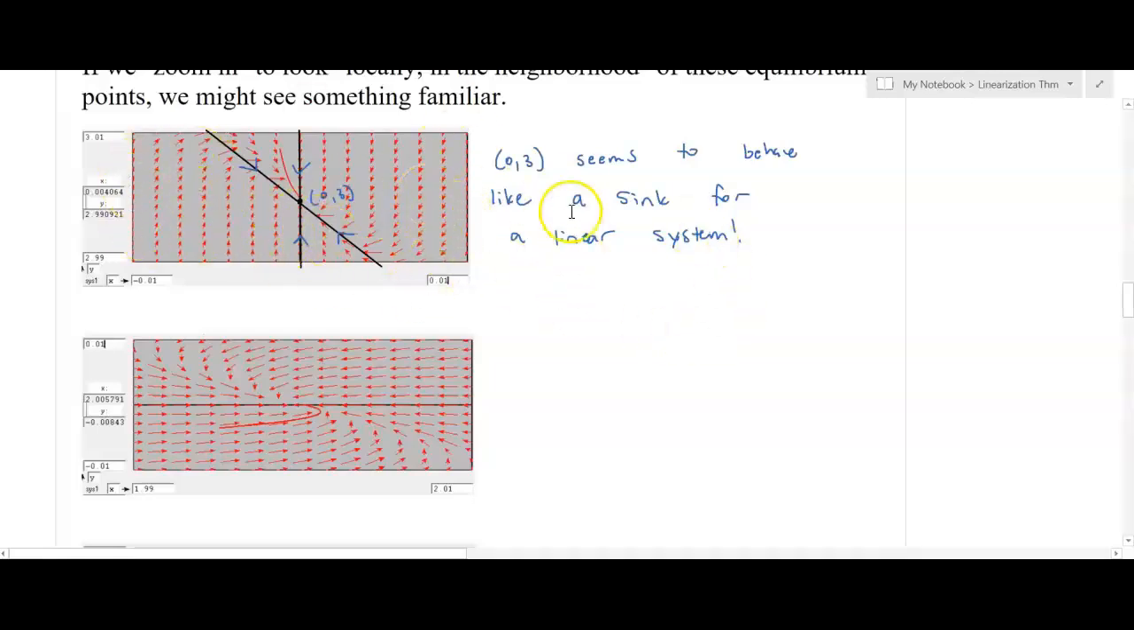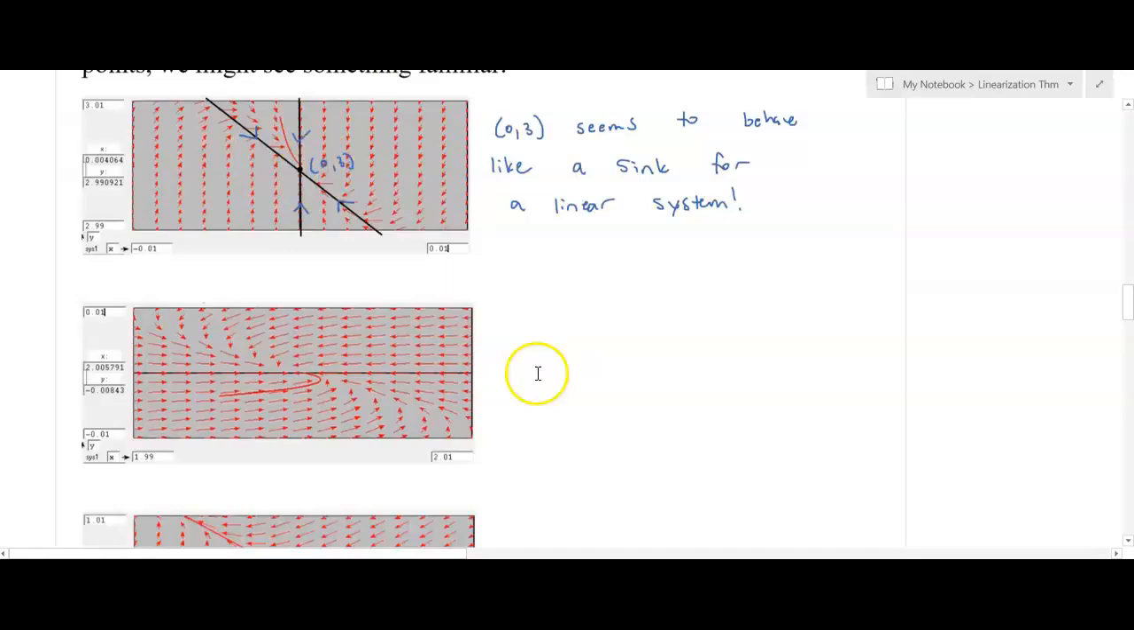This was our original equilibrium point 0, 3 that we looked at, and I've just superimposed the 2 straight lines that represent the eigenvectors for the linear system right around that point. And we see that that looks like a sink for a linear system.